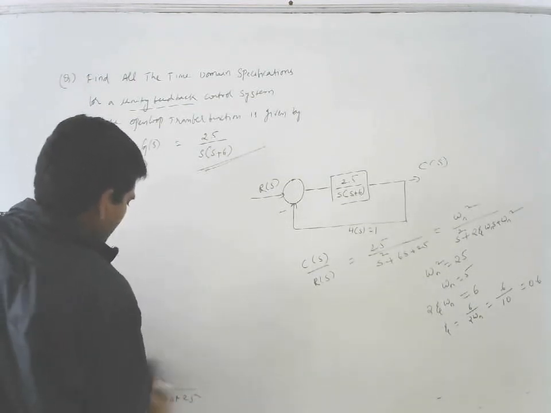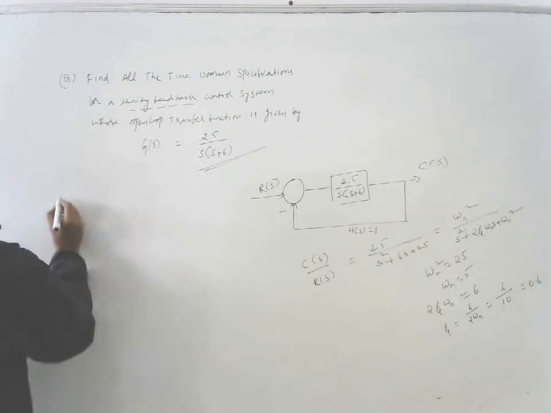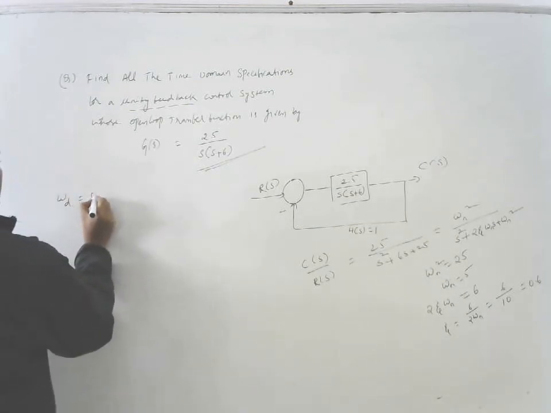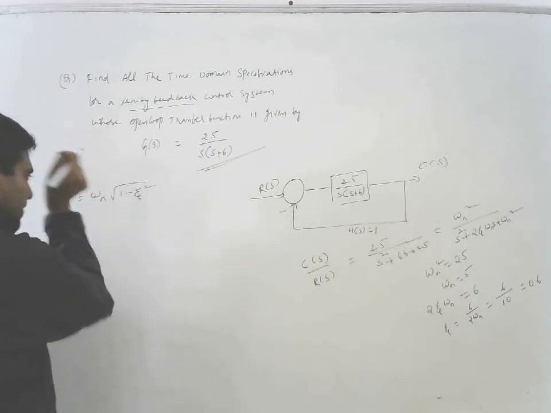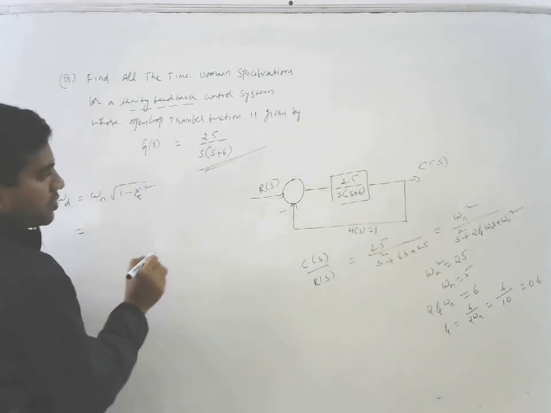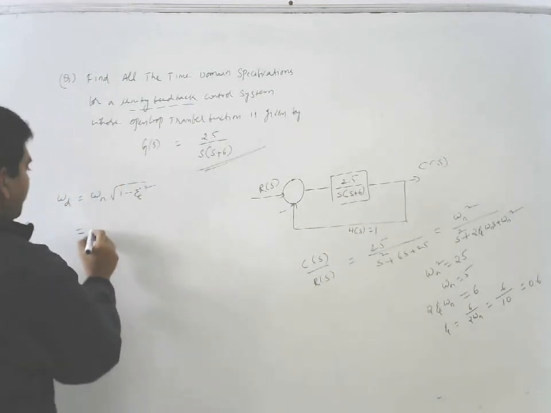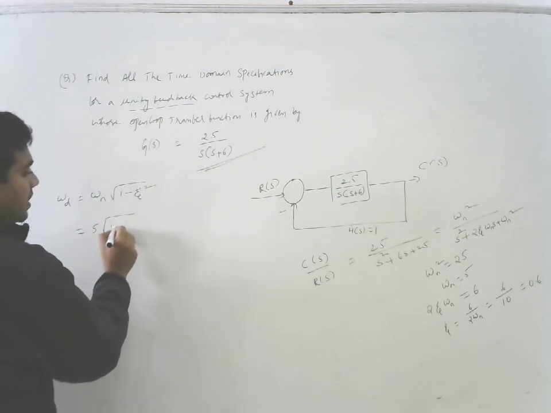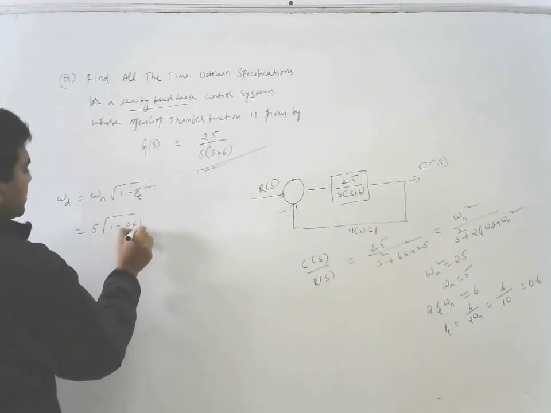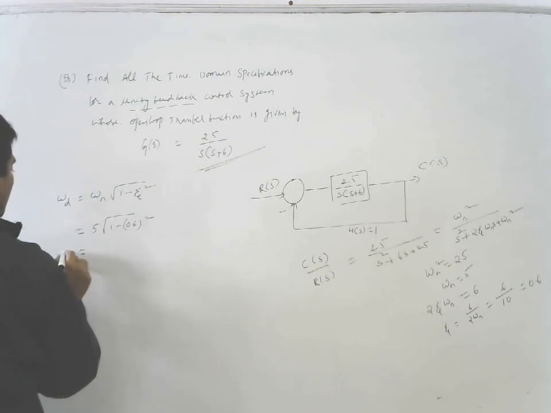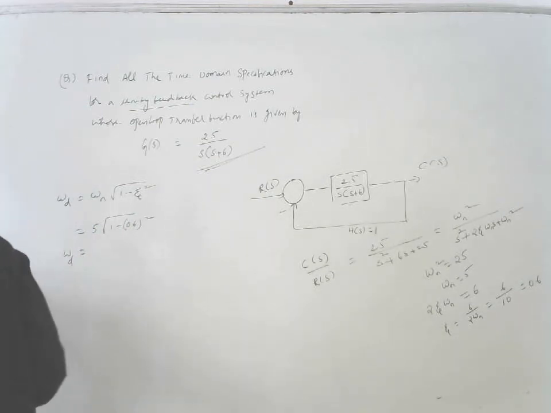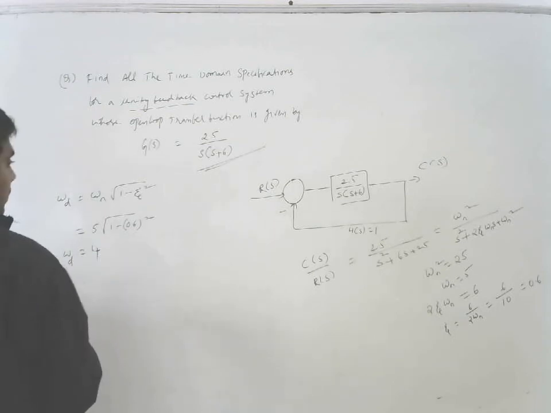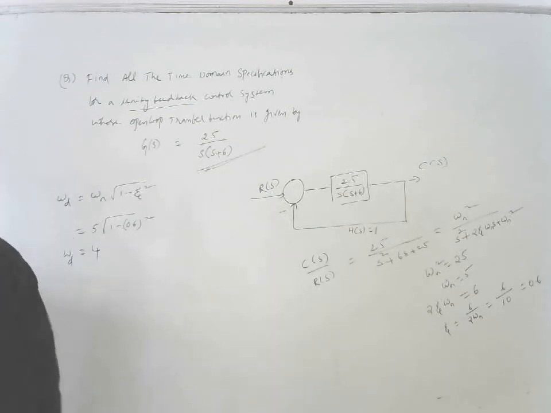It is like the last problem. Omega d equals how much? Omega d equals omega n into square root of 1 minus zeta square. Omega n value is 5. So 5 into square root of 1 minus 0.6 whole square. Simplifying, omega d we are going to get is 4.